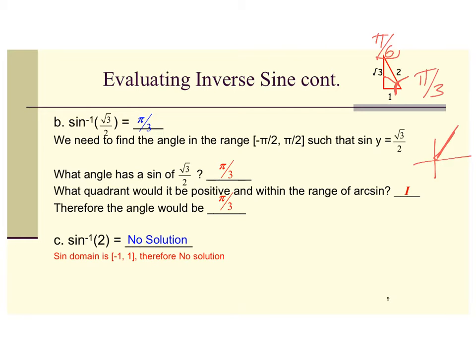All right. What quadrant would it be positive and within the range of arcsine? First quadrant. Therefore, the answer would be pi over 3. Now for C, inverse sine of 2, you can't have a sine greater than 1, right? Remember our graph. Our graph was varying between 1 and negative 1. It would never have been up here. It would never reach 2. Therefore, we have no solution.